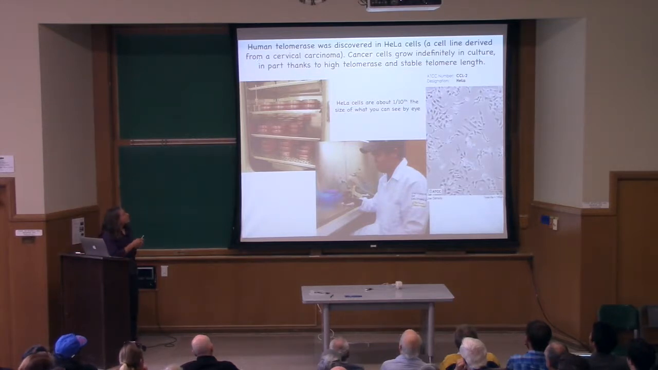And so it was in the process of continuing to try to grow different kinds of human cells that this line from a woman named Henrietta Lacks, it was abbreviated HeLa, grew. And these individual HeLa cells are shown over here in phase contrast. They're, just for scale again, about 1/10 the size of what you can see by eye.